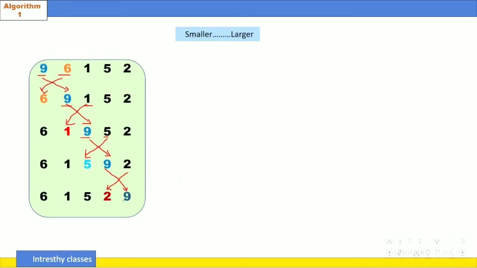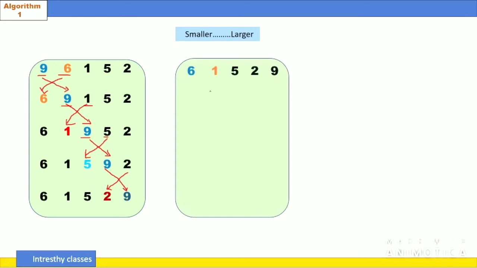Now the 9 has come to its right position because there is no number greater than 9. Okay, so now we have to compare again from the starting position. We have to shift all the numbers in the order of smaller to larger values. Means now 6 and 1 will get compared. So 1 is smaller, 1 will come here and 6 will shift here.